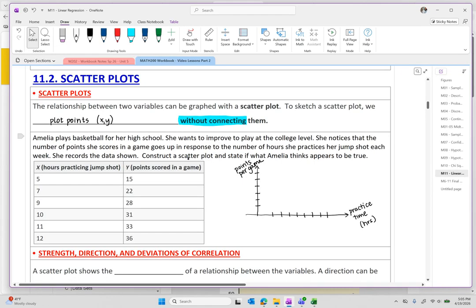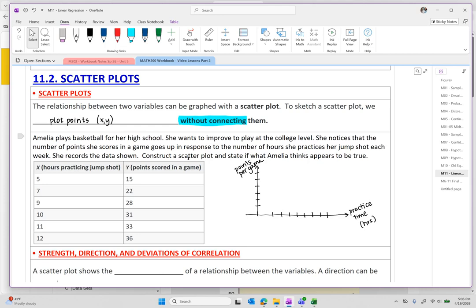A relationship between two variables can be graphed in a scatter plot. We sketch the scatter plot by plotting points (x, y), without connecting them. As an example, Amelia plays basketball for her high school. She wants to improve to play at the college level, and she notices that the number of points she scores in a game goes up in response to the number of hours she practices her jump shot each week.